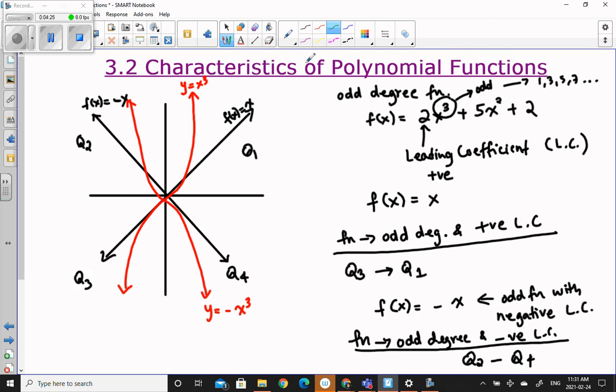Sometimes you could have, say, a cubic function that is like this. This could also be a cubic function. And you can see it's going from quadrant 2 to quadrant 4. So just by looking at that behavior, going from quadrant 2 to quadrant 4, you know that it's going to have a negative leading coefficient. So this one is an odd degree function with a negative leading coefficient. Okay.